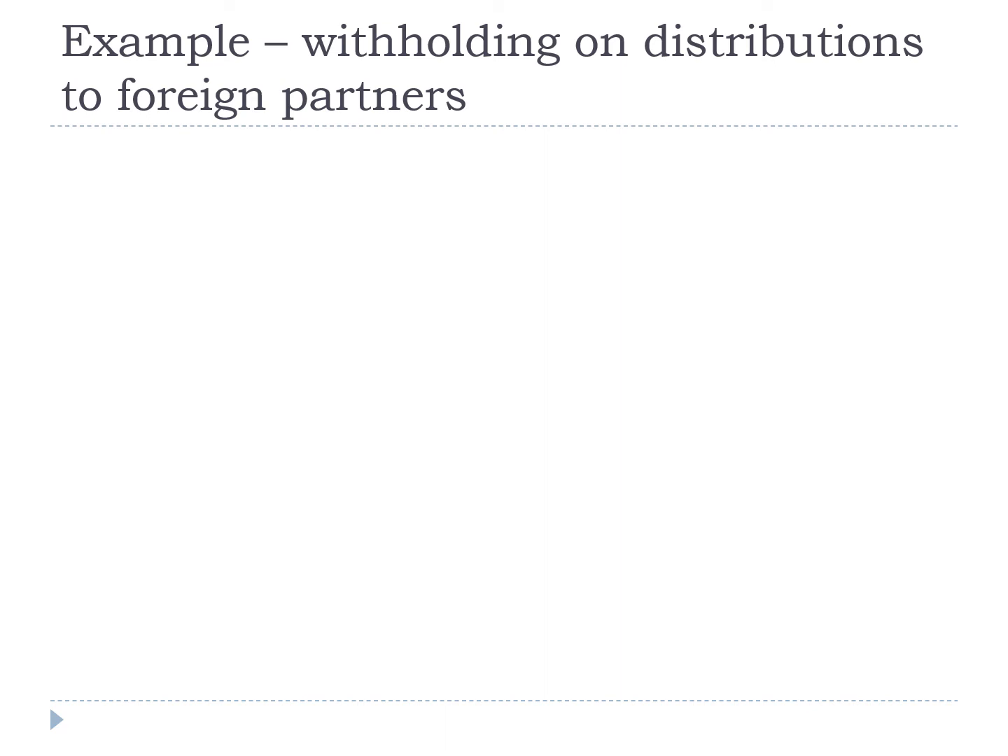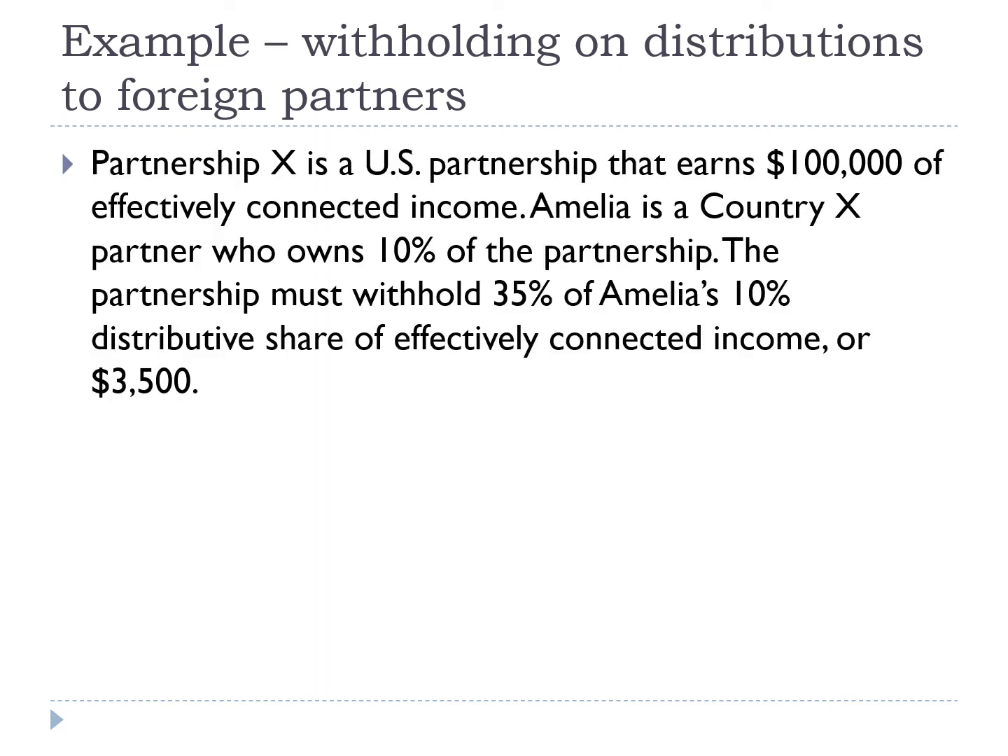Here's an example of partnership withholding. Partnership X is a U.S. partnership that earns $100,000 of effectively connected income. Amelia is a Country X partner who owns 10% of the partnership. Amelia is a non-resident alien. The partnership must withhold 35% of Amelia's 10% distributive share of effectively connected income, or $3,500.